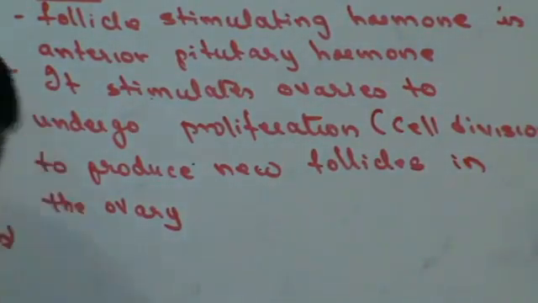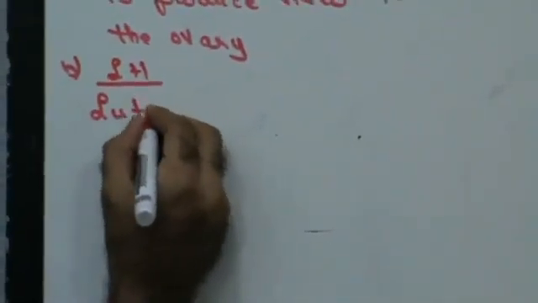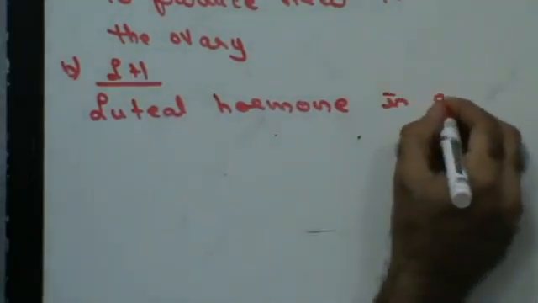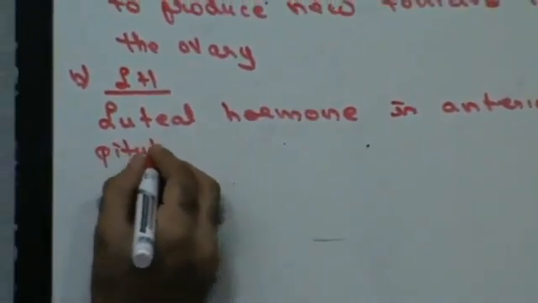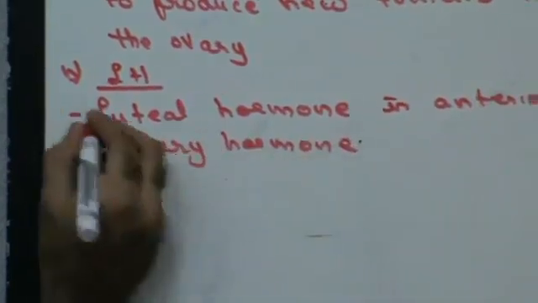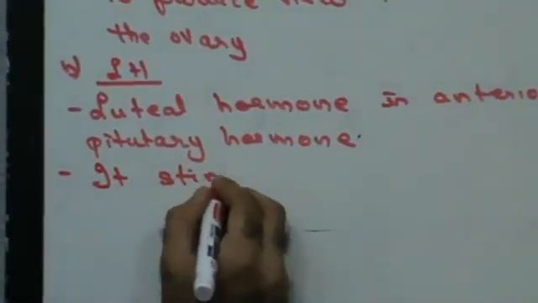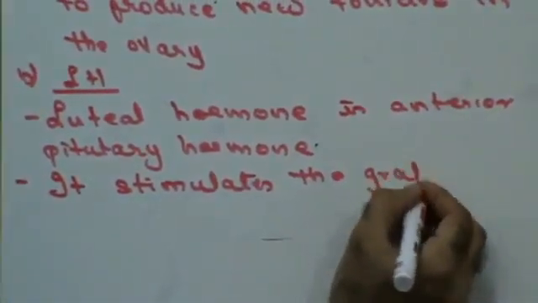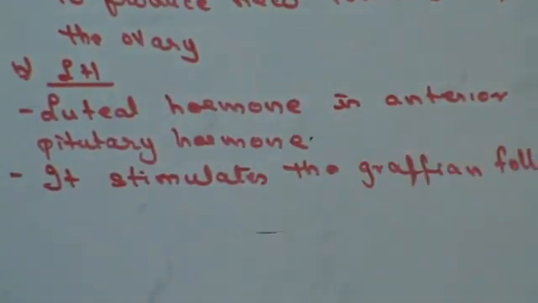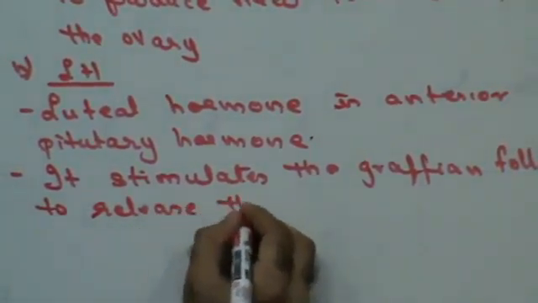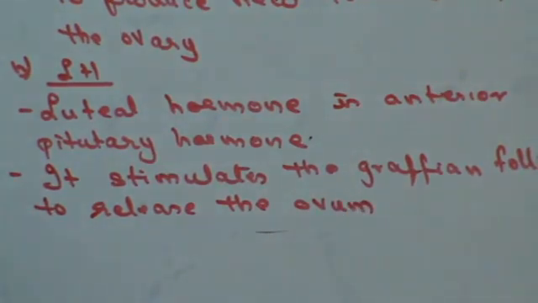The next hormone that you have is LH. That's my second hormone. From where is it? It is again from the anterior pituitary. LH is the anterior pituitary hormone. What does it do? It stimulates the Graafian follicle to release the ovum out. What is this process of releasing the ovum out called? Ovulation.